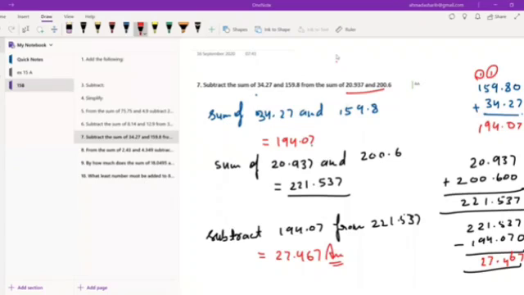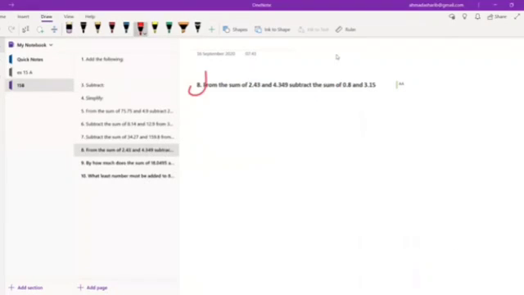So this was question 7. ये इस तरीके से किया जाएगा. पहले हम first 2 numbers का sum find करेंगे, फिर third और fourth number का sum find करेंगे और फिर second sum से first sum को subtract करेंगे. Question 8. From the sum of this and this, subtract the sum of this and this. So this is also the same question which you have to do in the homework.